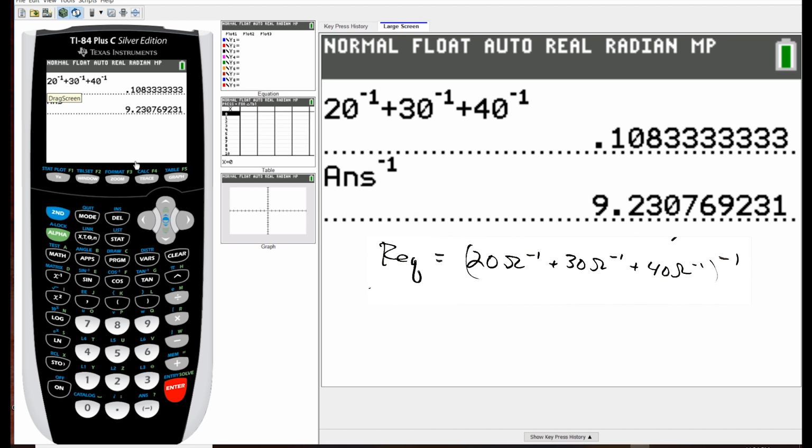Don't try and create fractions and things like that. Use the x to the minus 1 key. It's by far going to be the easiest. You just invert each of the resistances and add them up, and that's going to be your denominator. Then you just need to invert your answer to get 9.23 ohms in this case. So that's how you want to calculate parallel equivalent resistance: use the x to the minus 1 key on your TI calculators.